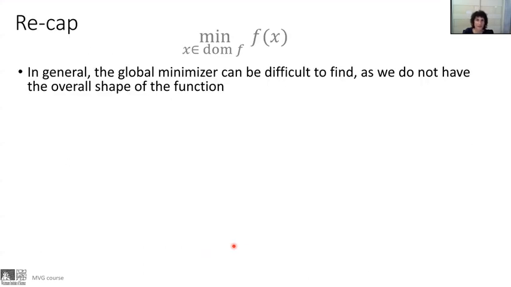So I'm recapping this part, and I'm going to move to the idea of a line search method. So I have an unconstrained minimization problem. In general, the global minimizer is difficult to find, and we do not have the overall shape of the function. We have only the local shape of f.